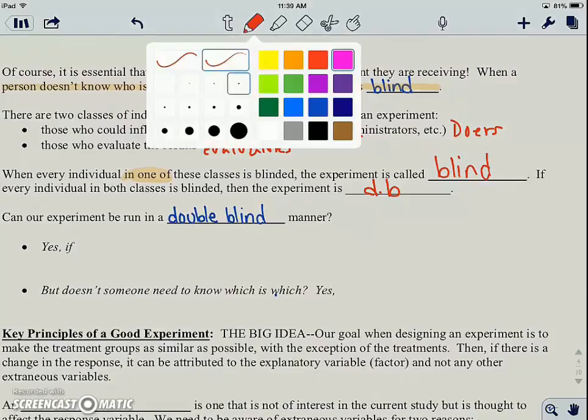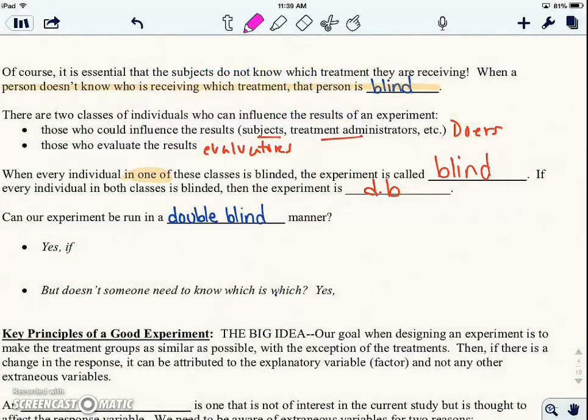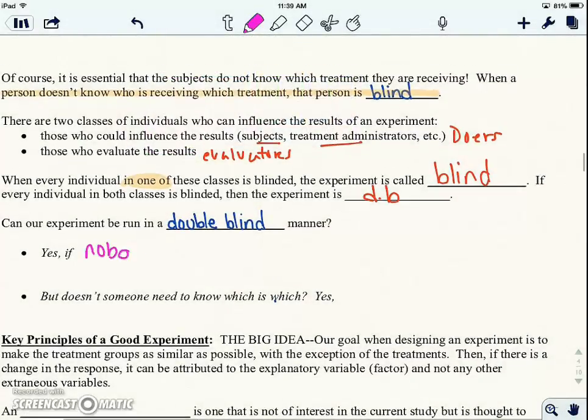The answer is yes, if nobody knows who got caffeine. So maybe we have 3 students that set this up, okay, and they split up the caffeine and the caffeine-free Coke, and then they put them all in the same cups and they give them to the people in the room and say, this is how you're going to administer it. Then those guys leave. They do nothing else with the experiment.